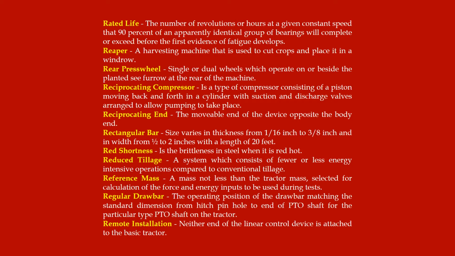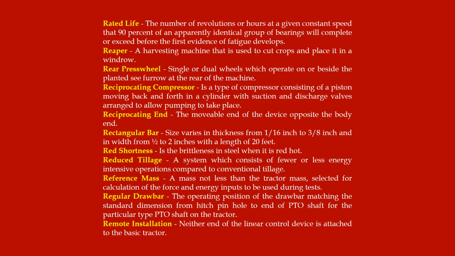Rectangular bar: size varies in thickness from 1/16 inch to 3/8 inch and in width from 1/2 to 2 inches, with a length of 20 feet. Red shortness: the brittleness in steel when it is red hot. Reduced tillage: a system which consists of fewer or less energy-intensive operations compared to conventional tillage. Reference mass: a mass not less than the tractor mass, selected for calculation of the force and energy inputs to be used during tests.